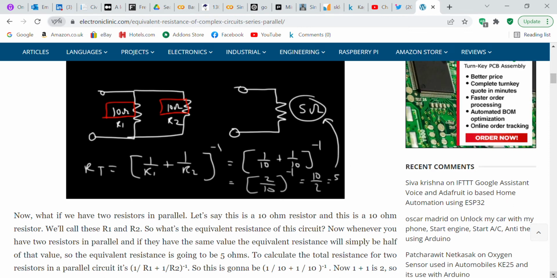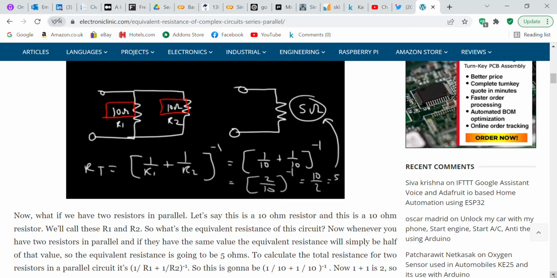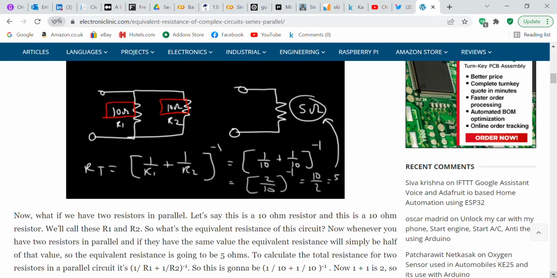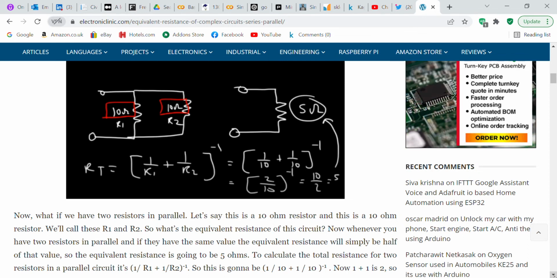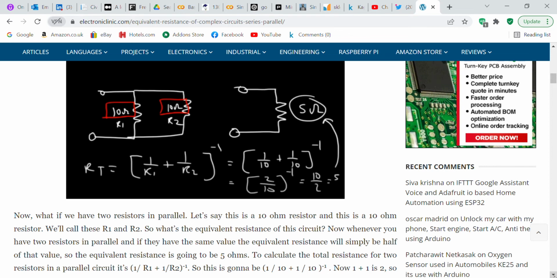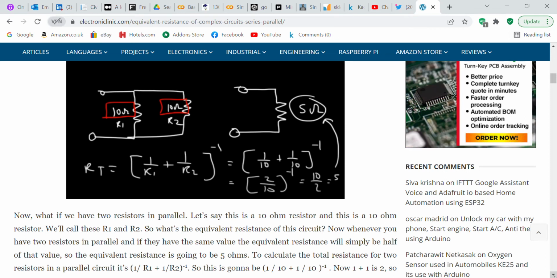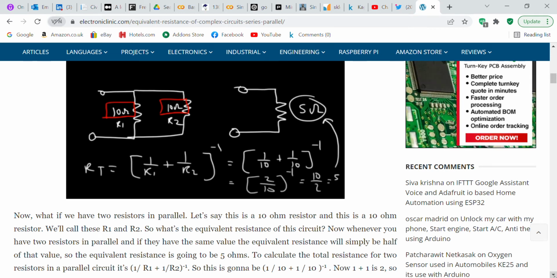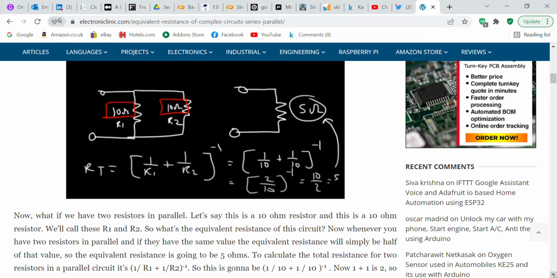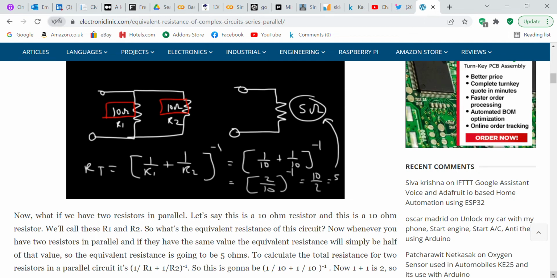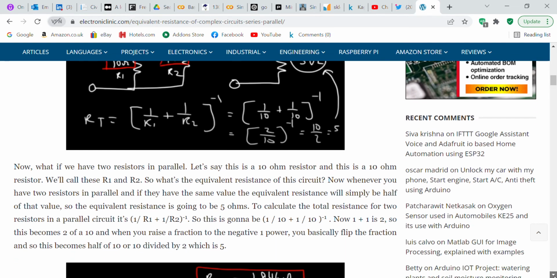So if you have one resistor that's 10 ohms and another resistor in parallel that's 10 ohms, it's going to give you a 5 ohm resistance, because RT equals 1 over R1 plus 1 over R2 equals 1/10 plus 1/10 equals 2/10 equals 10 over 2 equals 5. So 5 is going to be less than the lowest resistance.